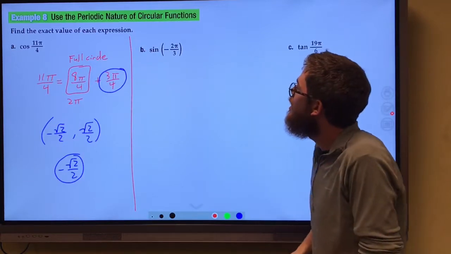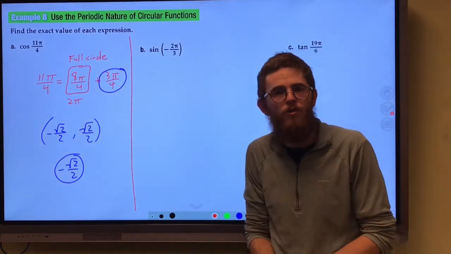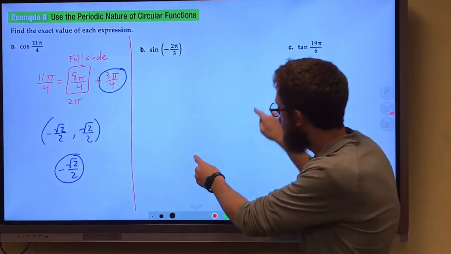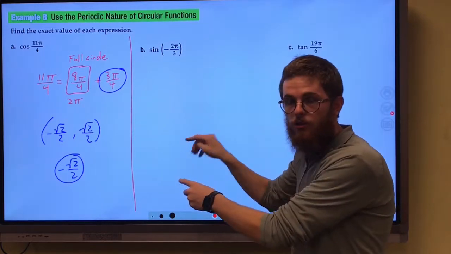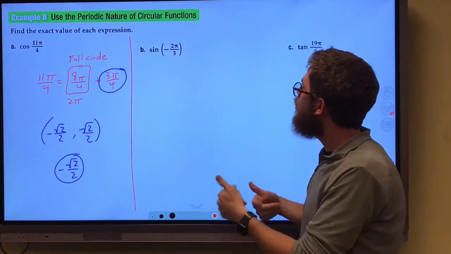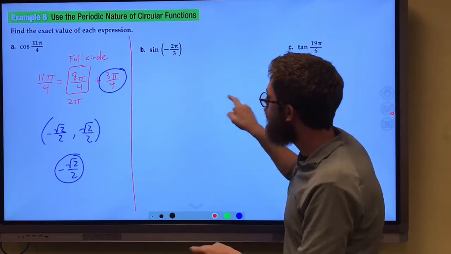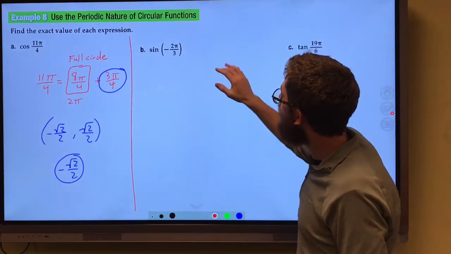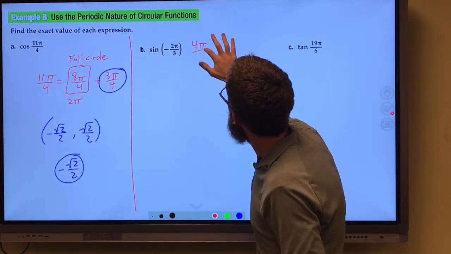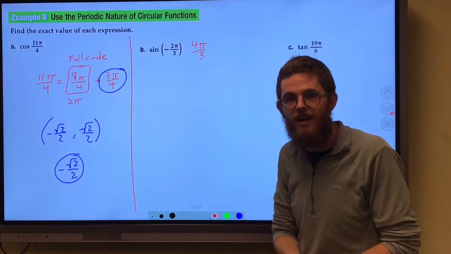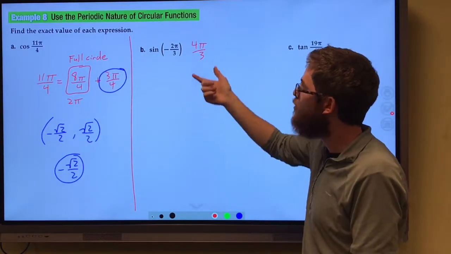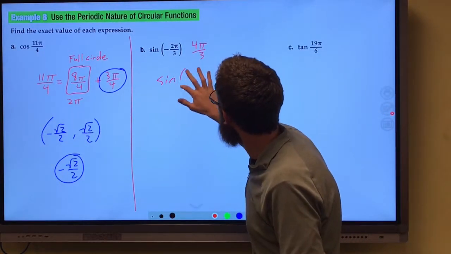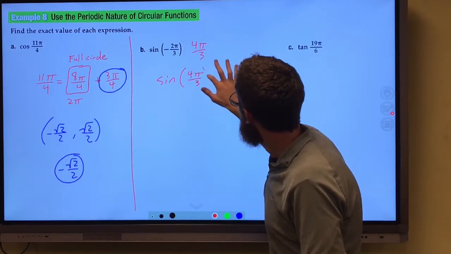We move on to this one, negative 2 pi over 3. Well, think about that. Negative 2 pi over 3 would be 2/3 of its way to a full pi. And so, correspondingly, what is going to be the coterminal angle in the positive direction? Well, that would be 4 pi over 3. Those would give us the exact same thing. If we were to add 2 pi over 3 plus 4 pi over 3, we get a full circle. And so this would be the same thing as finding sine of 4 pi over 3.